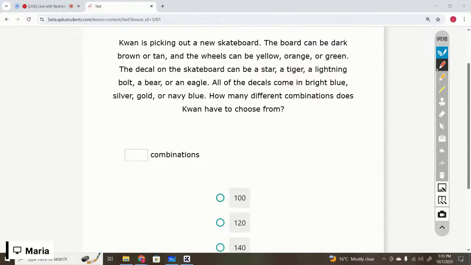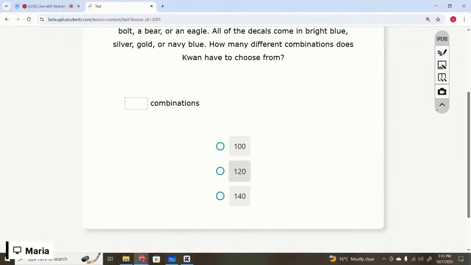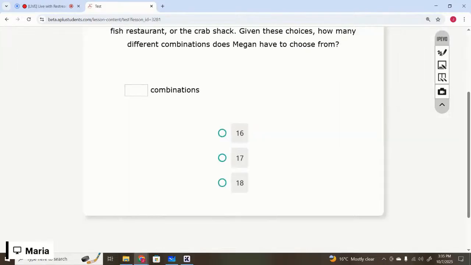That is 120. Option number 2 is the correct option.